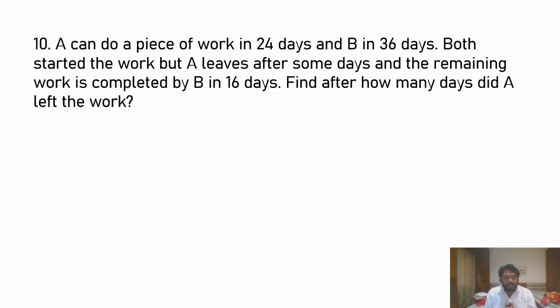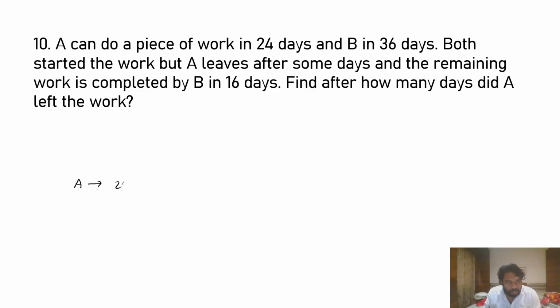Now look here, guys. A can do a piece of work in 24 days, B in 36 days. Both started the work, but A leaves after some days and the remaining work is completed by B in 16 days. Find after how many days A left the work. In the third or fourth problem, the time A left after 6 days or 7 days was given, and we had to find the time taken by B to complete the remaining work. But here it says after some days. We follow the LCM method only.